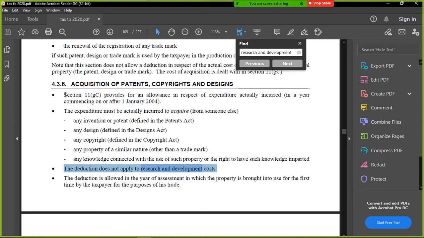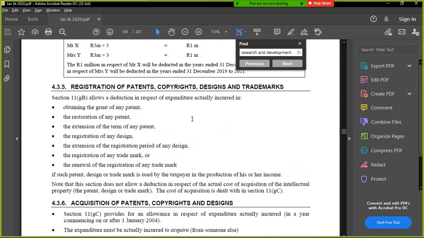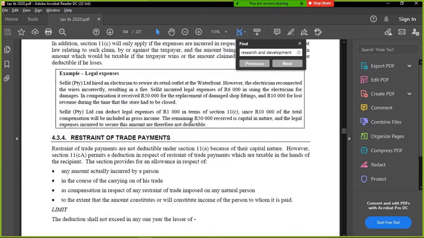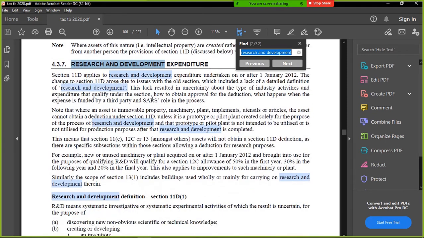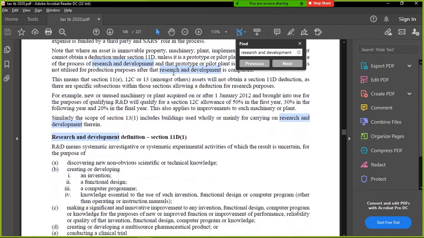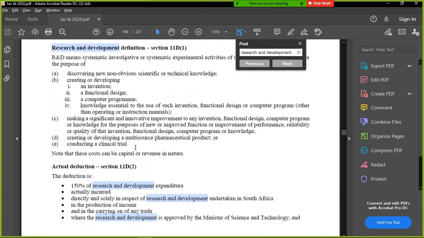So this is a section 11 GC. Here we're looking at section 11D. So a specific section covering a specific topic. Let's just go next. Here, research and development expenditure, section 11D obviously applies to it. We just need to look at the criteria here. Actual deduction. The deduction is 150% of research and development expenditure actually incurred directly or solely in respect of research undertaken in South Africa.